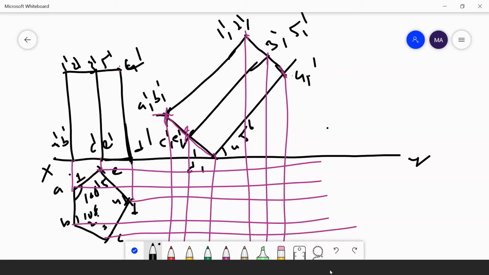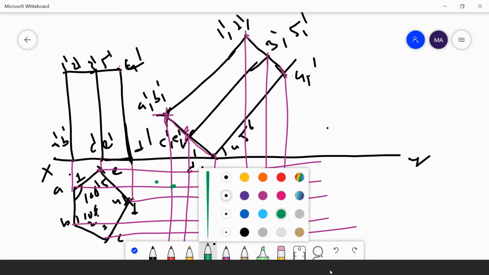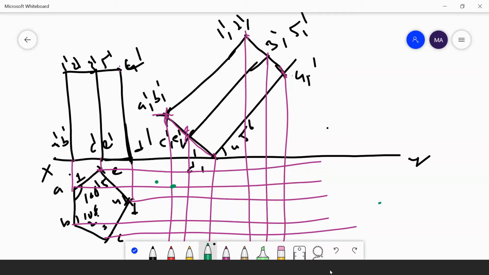Then I am marking the same point here, marking the similar point. This is A. I am marking the similar point. This one is A1. This one is B1. This one is C1. This one is C1. This one is B1. I am joining all these points. The pentagon here.